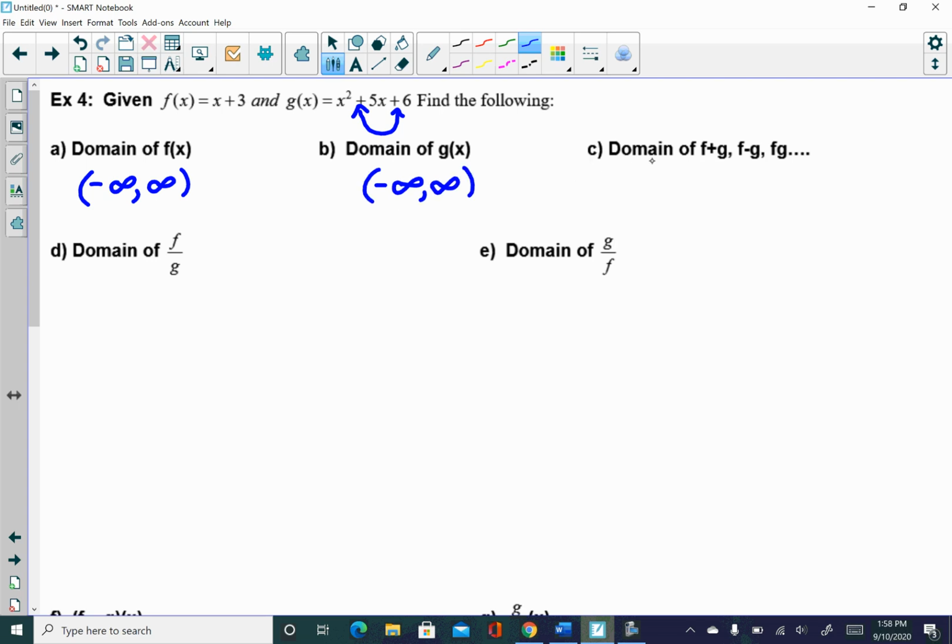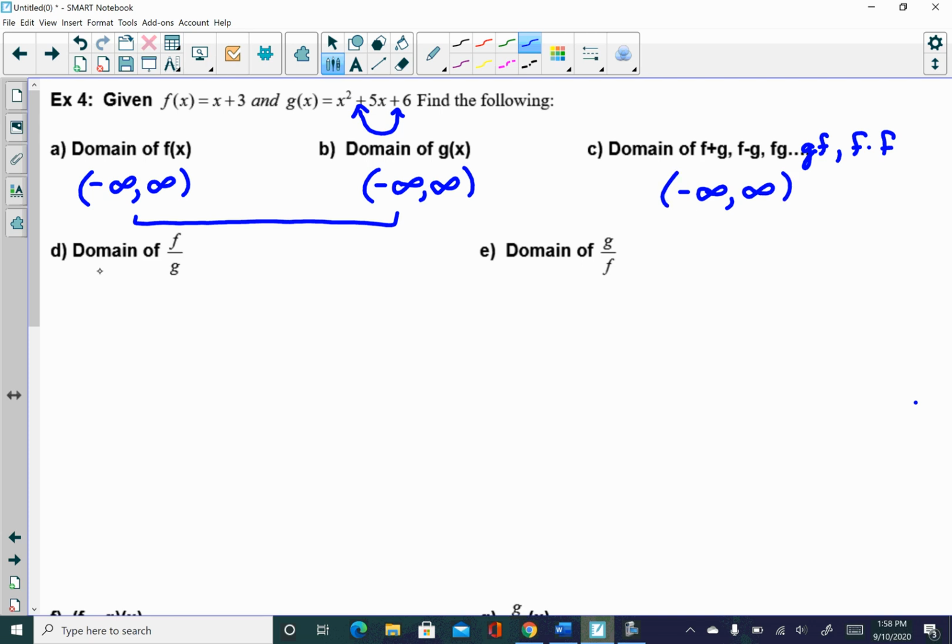Letter C says, okay, well, what's the domain then if you were to add, subtract, multiply those, or even if you wanted to do, so I have here F times G, but I'm also not restricting. I could do G times F. I could even do F times F. What would be the domain of those? And if you remember back on the front page, any combination of addition, subtraction, or multiplication will always be the overlap of these two functions. And so they're going to overlap everywhere, negative infinity to positive infinity.